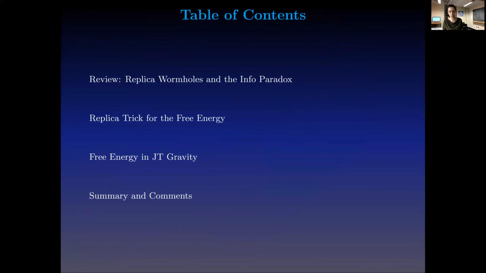So this is the outline. First, I'll do some review, as I said. Then I'm going to talk relatively formally about what we mean by the replica trick for the free energy and why it's relevant to the current context. Now, that's all going to be relatively broad and just an explanation of why we actually need to do this replica trick rather than what we might have thought we would want to do. And after that, to ground this and show that this replica trick really is important and it really does receive contributions from replica wormholes, I'm going to do an explicit calculation of the free energy in JT gravity at low temperatures. Now, I say I'm going to do an explicit calculation.